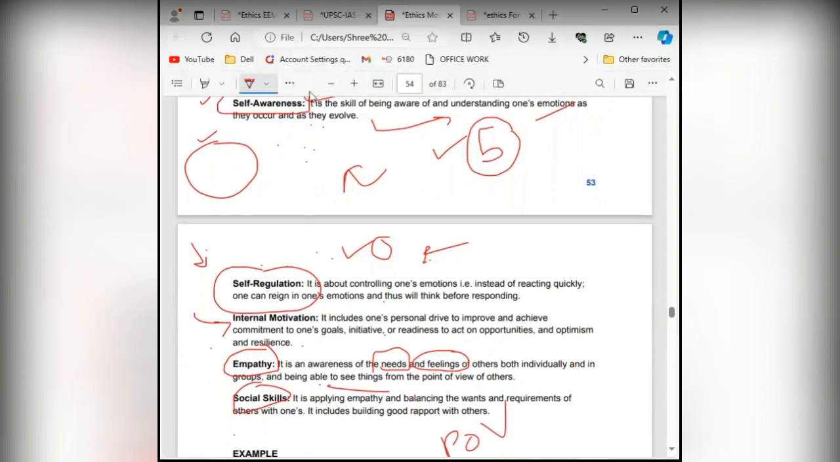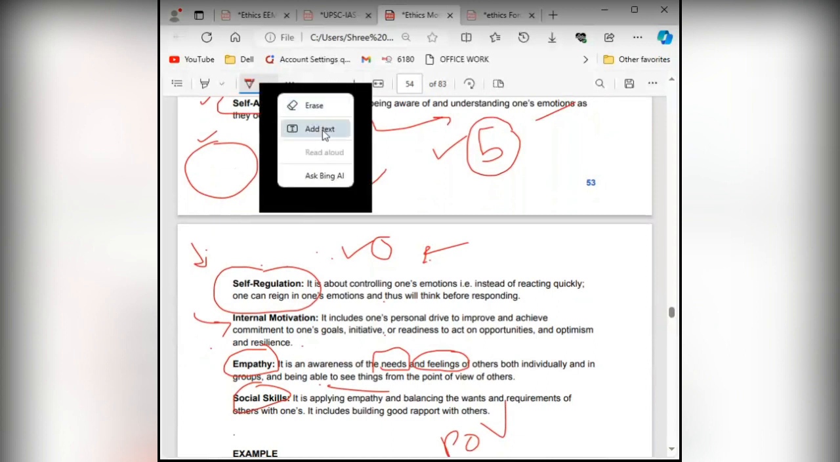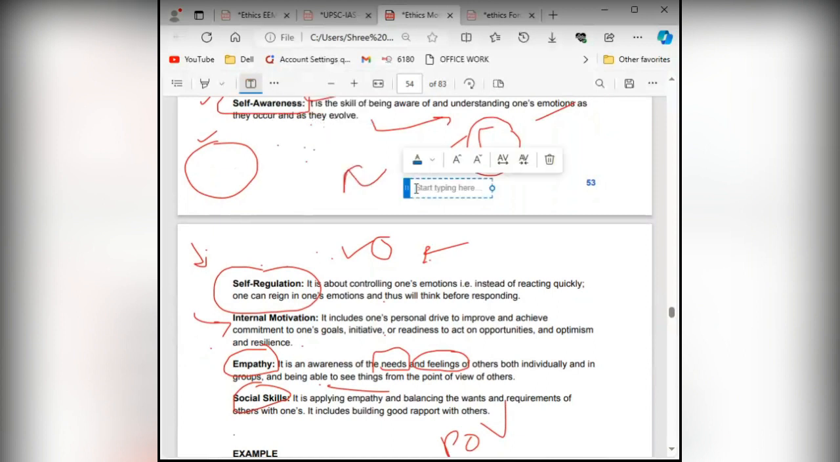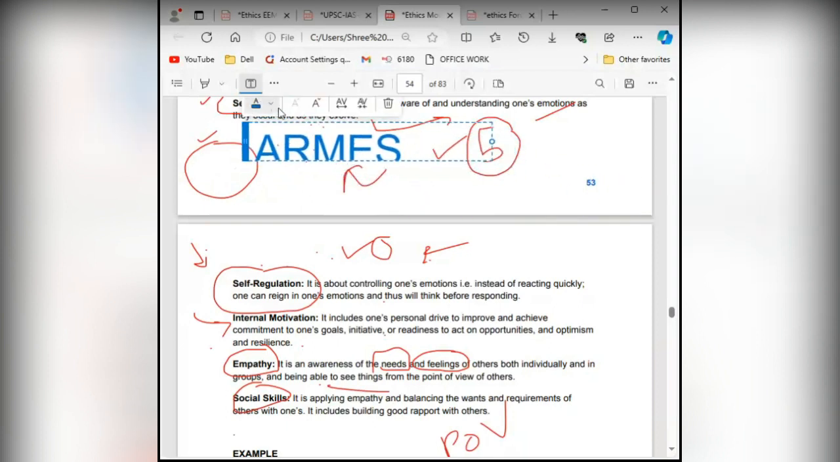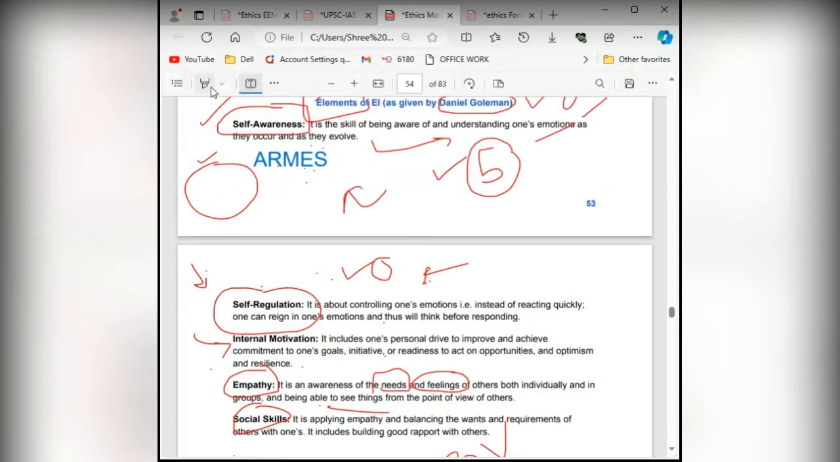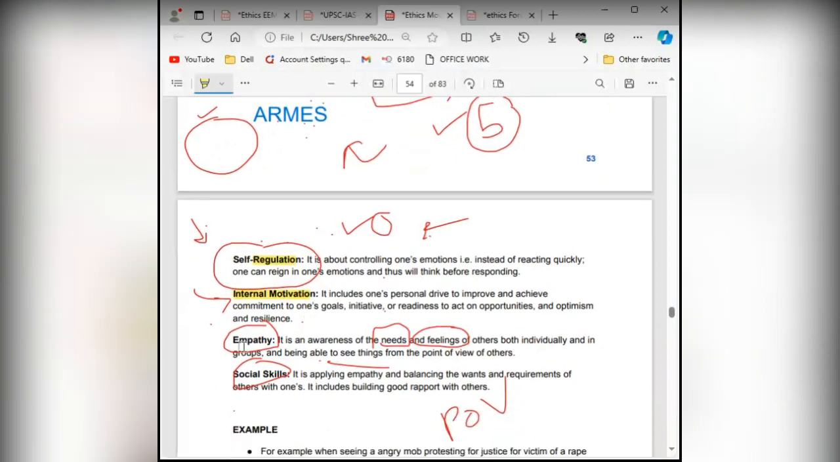There is one way by which you can remember these keywords. This is something we have made for us. You can remember it like this: ARMES. This is just a way to remember it, in case you forget the elements. A stands for self-awareness, R stands for regulation, then internal motivation, M is there, empathy E, and S social skills.